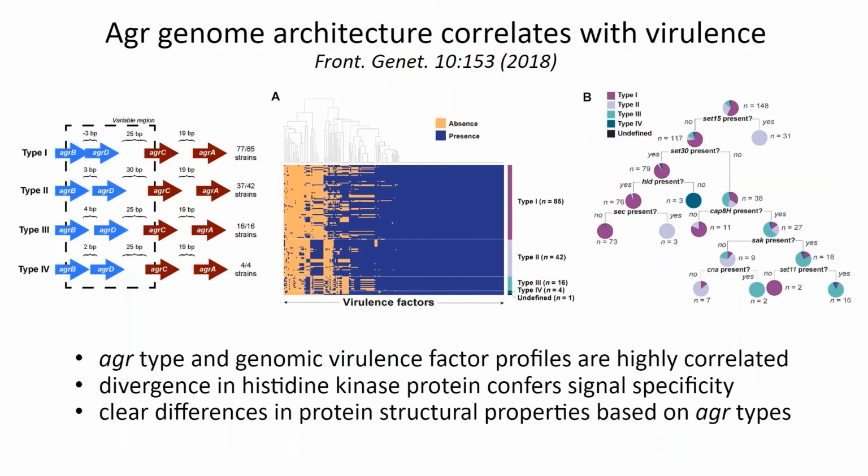Beyond just looking at gene presence absence, we've also started to look at the actual structure, the context of genes on the genome. So in this case, looking at the structure of the AGR area on the genome, and we found that AGR type and the actual number of base pairs between genes in the AGR region can be used to predict virulence factor profiles, and that also divergence in this histidine kinase protein confers different signal specificity amongst strains of Staph aureus.